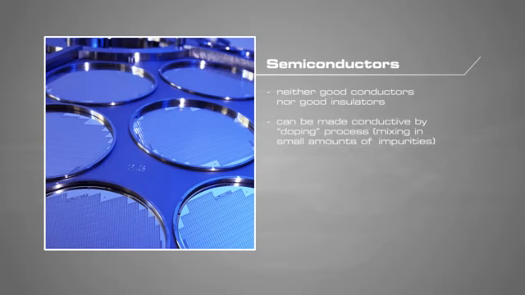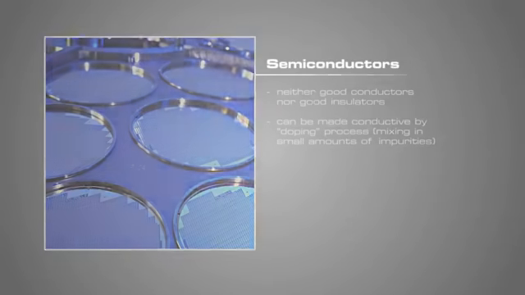Semiconductors can be made to be partly conductive by mixing small amounts of impurities containing free electrons. This is a process known as doping. Semiconductive material, such as silicon and germanium, are the basis for transistors, diodes, and other solid-state devices.